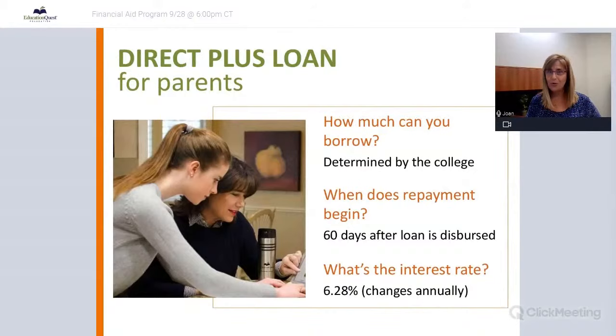You don't have to borrow all of it. You don't have to borrow any of it. Again, it's just an option. This loan is also a fixed interest rate. So for the life of this particular loan that you borrow for this academic year, it's going to be fixed at 6.28%. And then every year when you add new loans, those loans will have a different interest rate.